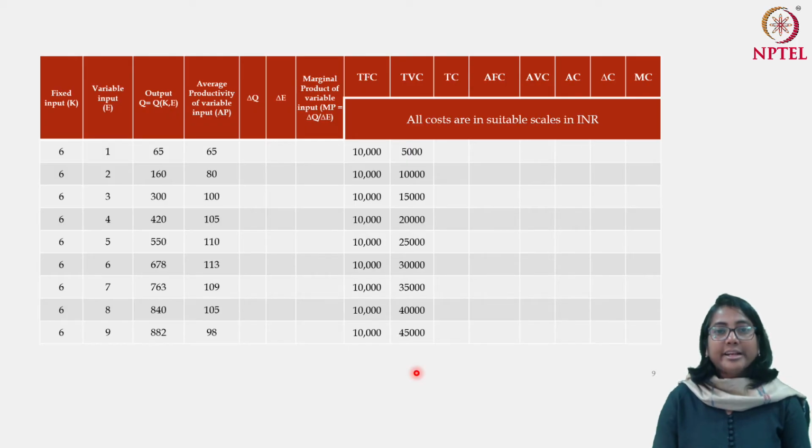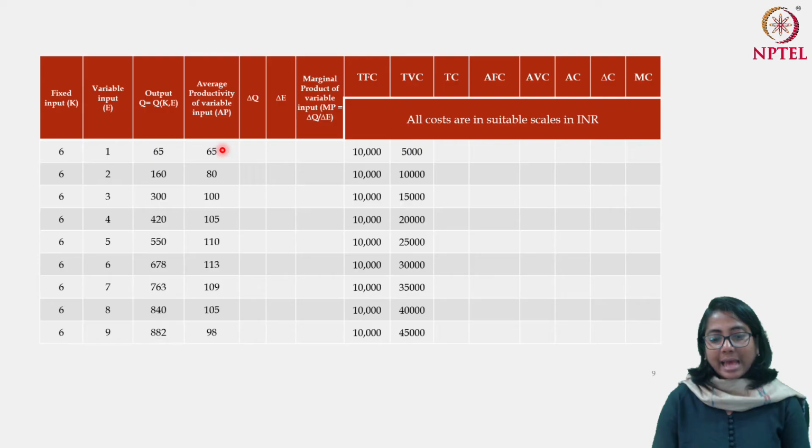Now if that is the case, let us first have a look at the average productivity of the variable input here, which is energy or fuel. The average productivity of variable input, you may recall, is calculated by dividing the total output by the units of variable input. So the 65 is basically 65 divided by 1. When you have 110 here as average productivity, this is basically 550 divided by 5. When you have 98 here, you actually have 882 divided by 9.